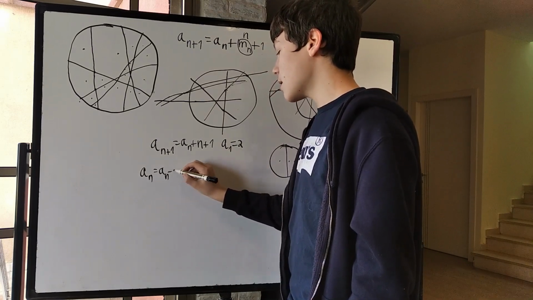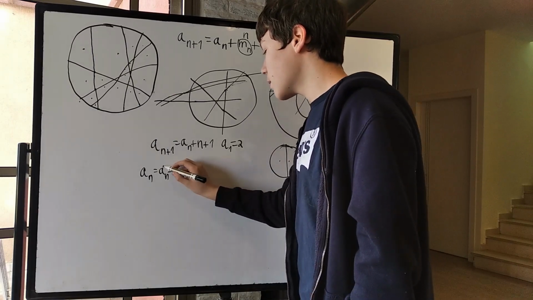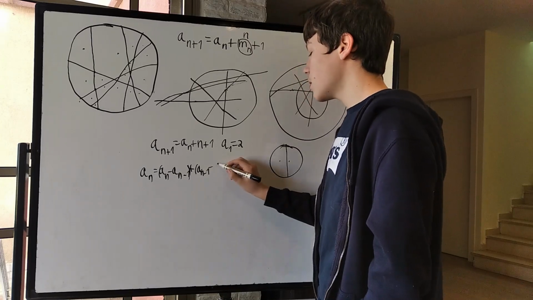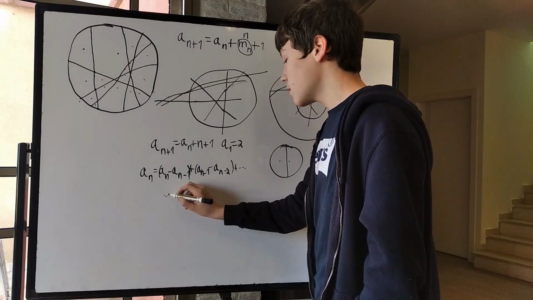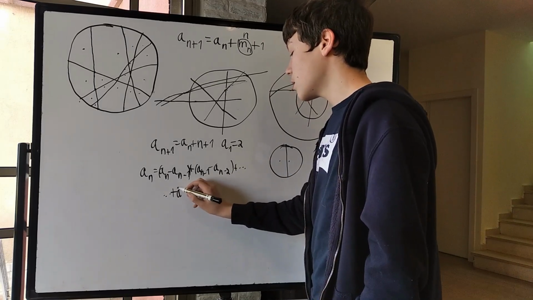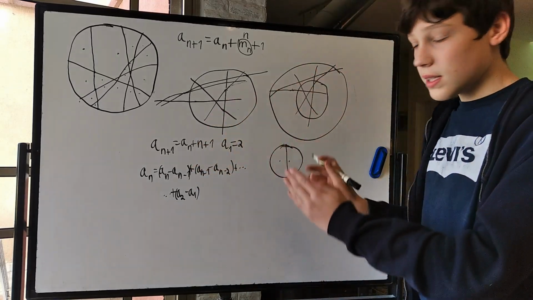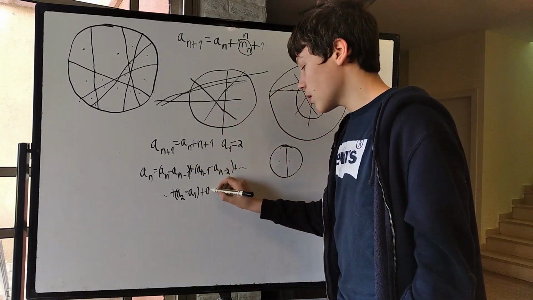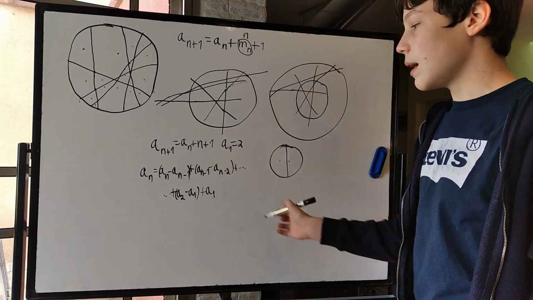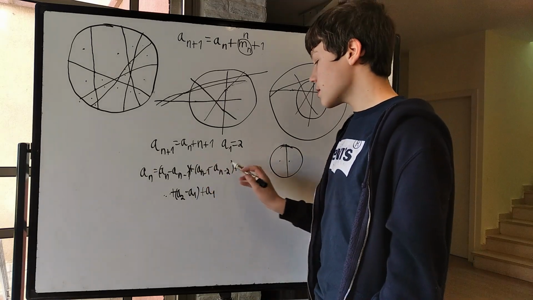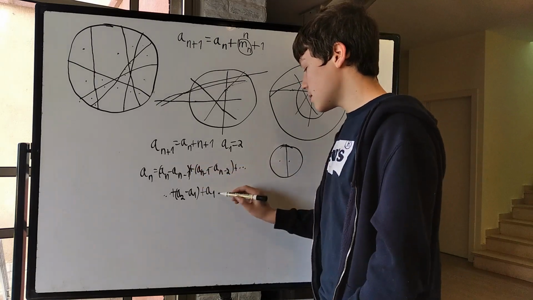a(n) is a(n) minus a(n-1), plus a(n-1) minus a(n-2), and so on, until plus a2 minus a1. So it's the sum of the differences, and then plus a1. So we can easily see how all of this will cancel down to just a(n). This with this, all the way down. But now we know what each of these is.